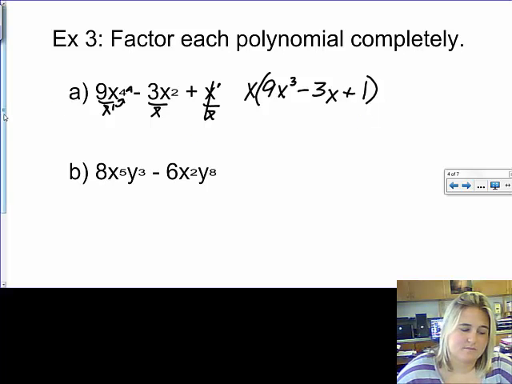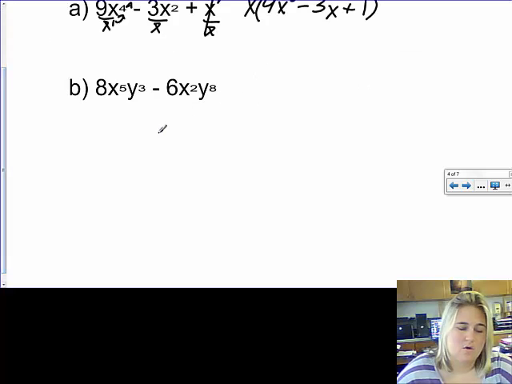On the next one, I'm going to do the exact same thing. I'm going to start by finding my greatest common factor. So between 8 and 6, my greatest common factor is a 2. X to the fifth and x to the second, I have x to the second, so I'm going to take the smaller exponent. Y to the third and y to the eighth, again, I'm going to take the smaller exponent, so I have y to the third.